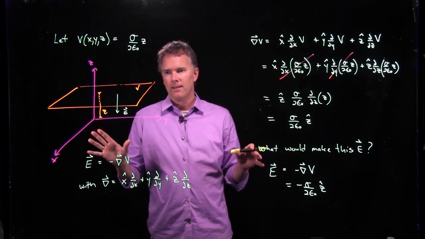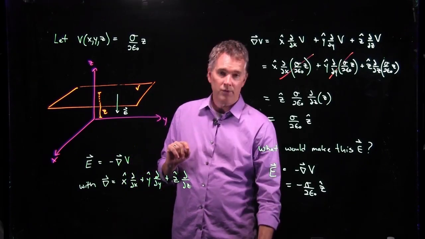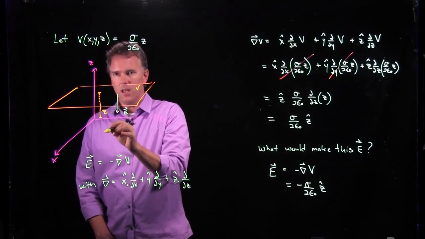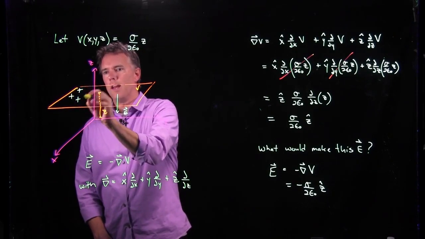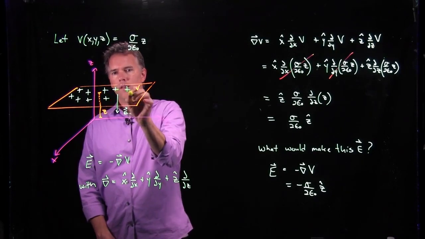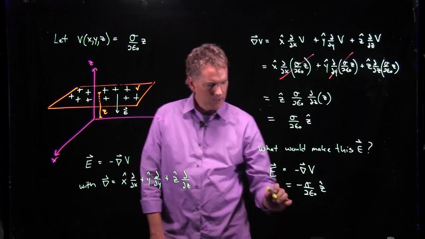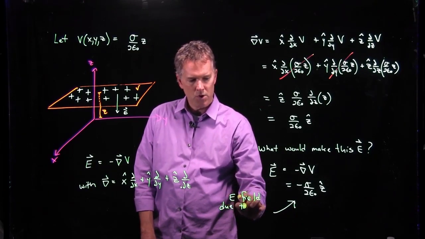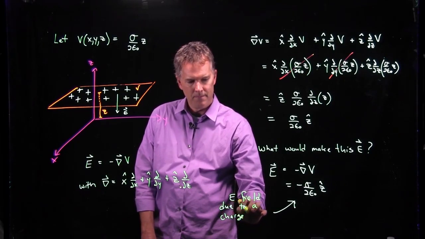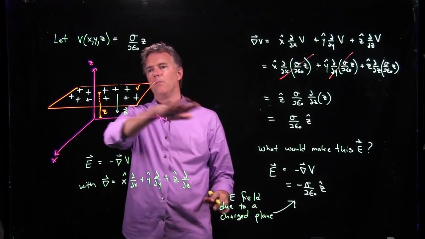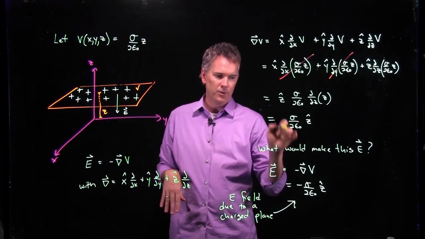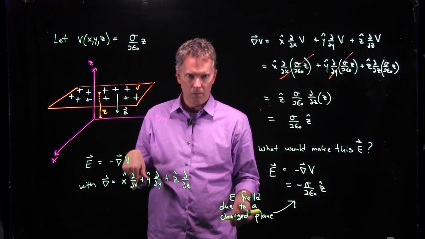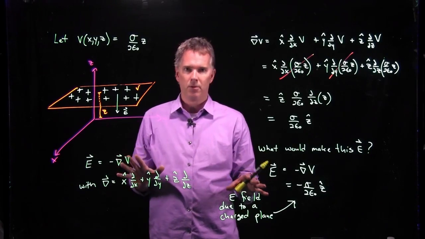What could possibly make an electric field like that? Well, turns out what can make an electric field like that is a sheet of charge. If on this sheet that I just drew, I put plus charges everywhere, then this is exactly the E field due to a charged plane. Take a plane, put charge all over it. What do you get for your E field? You get sigma over 2 epsilon naught. The direction, of course, is determined by whether you're above the plane or below the plane. So that was one example of how these two things relate.